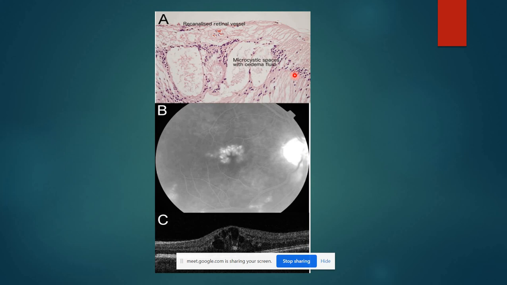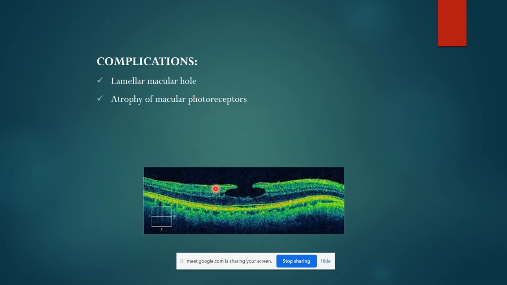Okay, so here this is how we actually change. This is a histological diagram, then this is a fundus image, and this is an OCT image. Mostly we don't get to see this diagram, whereas we always have to correlate the fundus image with the OCT for a better diagnosis.